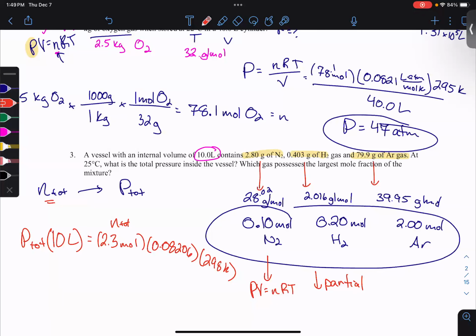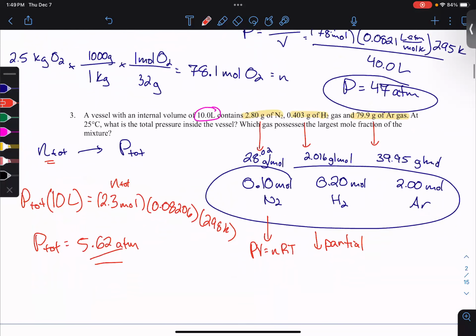All right, now that I have PV = nRT all filled out with the total number of moles of gas, I can see that the total pressure of this container is something like 5.62 atmospheres.